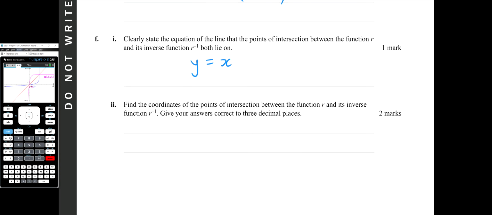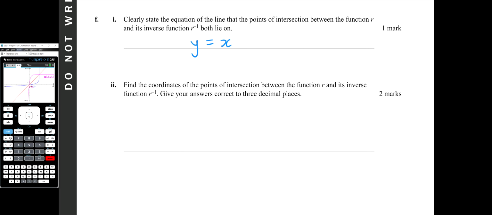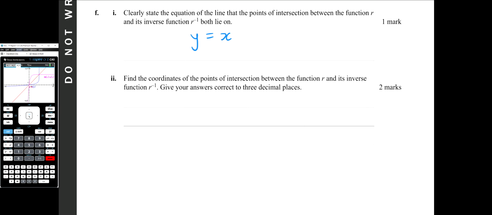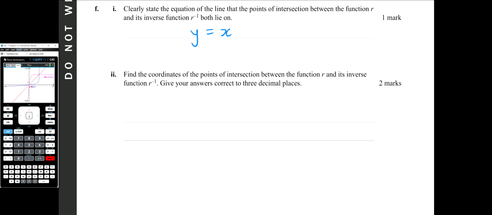Perfect. Right, find the coordinates of the points of intersection between the function r and its inverse. Give your answers correct to 3 decimal places. Right, so we simply need to work out the intersection points between these, and we can actually do that on the graph, given we've got the graph open already. So menu, geometry, points and lines, and then we can find the intersection points. So we can look at the pink graph and the blue graph.